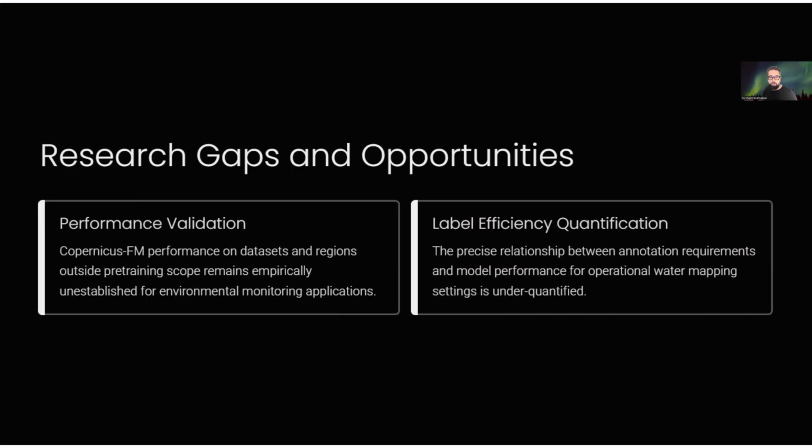However, despite the potential of foundation models, two main research gaps remain that we set out to address here. The first one is performance validation. The performance of models like Copernicus-FM on new data sets and regions outside its pre-training scope needs to be tested for environmental monitoring. And the second one is related to label efficiency quantification. We need to precisely quantify the relationship between the amount of labeled training data required and the resulting model performance for operational water mapping.